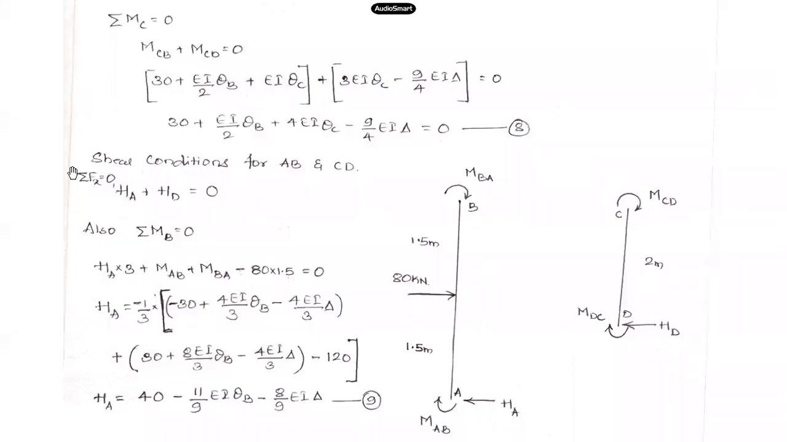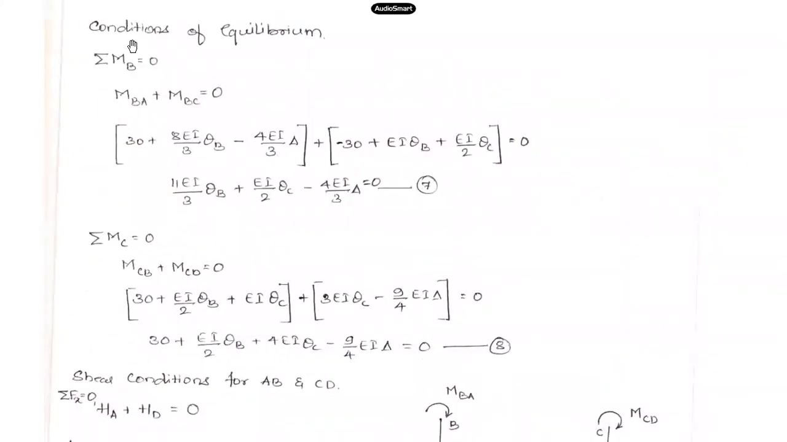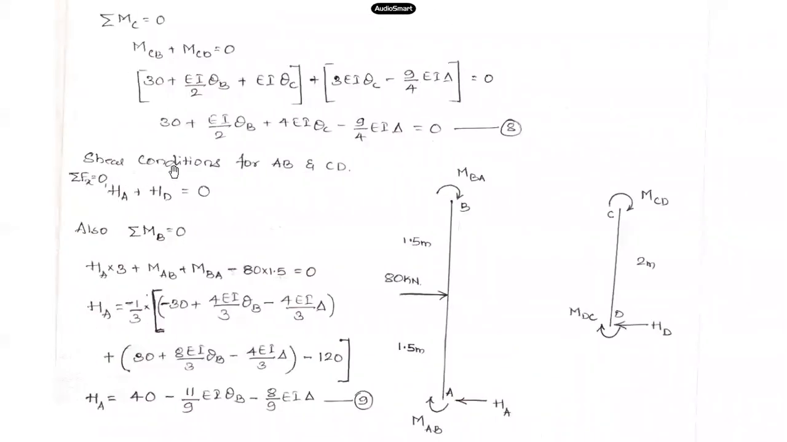What are these conditions called? They are called the Shear conditions. So the conditions of equilibrium are not sufficient. We need additional conditions to solve this sway problem. They are the Shear conditions. What is this Shear condition? It is nothing but summation Fx equal to 0. The summation of horizontal forces should be 0, and that is applied to the 2 columns here. So I've taken the 2 columns AB and CD.